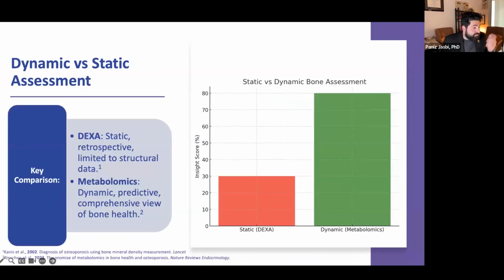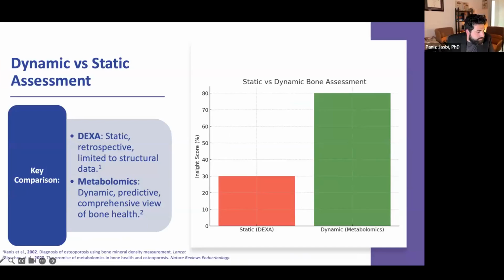DEXA, again, measures bone mineral density. It's at a single point in time, and provides really limited insights into dynamic processes like bone turnover. It does not account for systemic factors such as inflammation or oxidative stress. And there's a poor ability to predict fracture risk in patients that have normal BMD values.